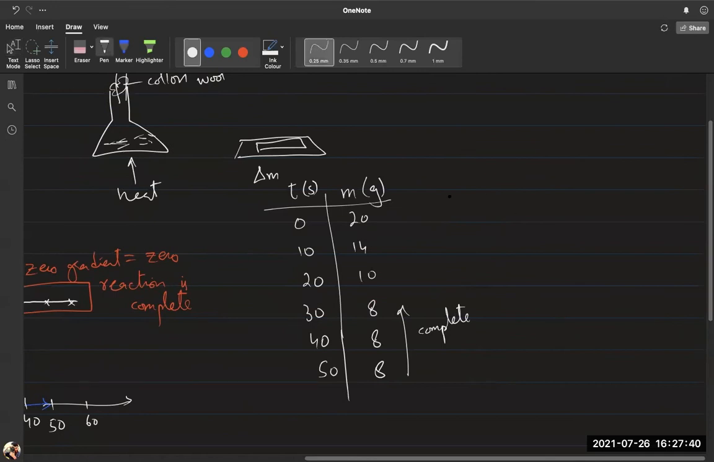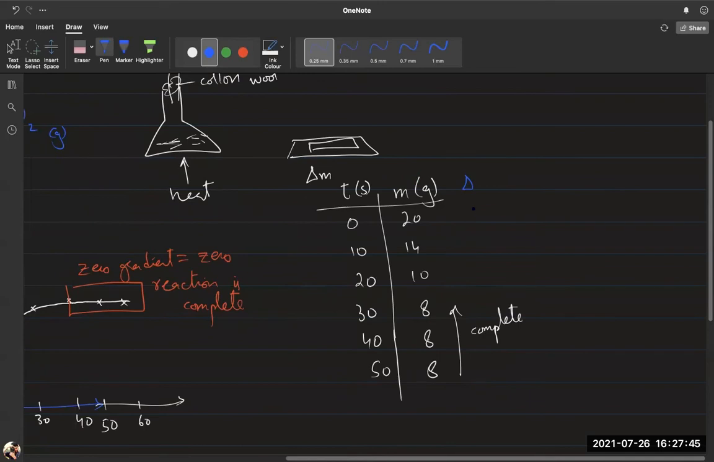Now let me graph it. If I wanted to use the delta thing, I can do that. I can be like, okay, here it has fallen down by 6. Here it has fallen down by 4.